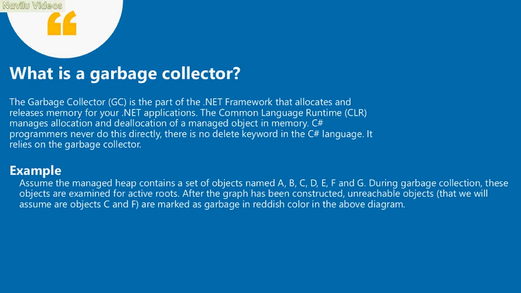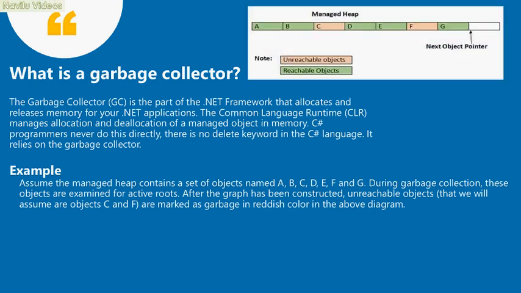Example. Assume the managed heap contains a set of objects named A, B, C, D, E, F and G. During garbage collection, these objects are examined for active roots. After the graph has been constructed, unreachable objects, that we will assume are objects C and F, are marked as garbage.